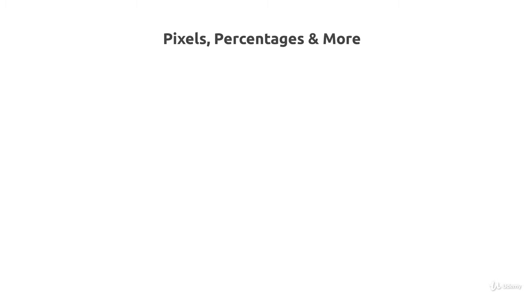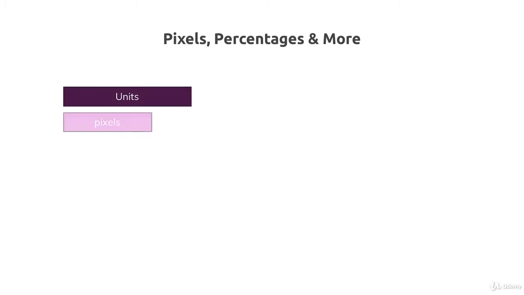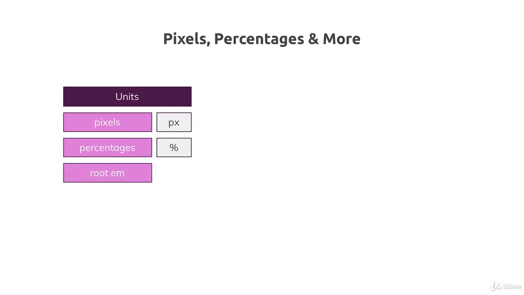Pixels, percentages, and more. What do I mean by that? Well, so far we worked with two units basically. We worked with the pixels, with the unit of px, and we worked with percentages, so with the percentage sign basically. Now, in addition to that, we got more units available in CSS. For example, we have the root em. The root em is written with a unit of rem. Root em or rem is a unit that refers to the font size.